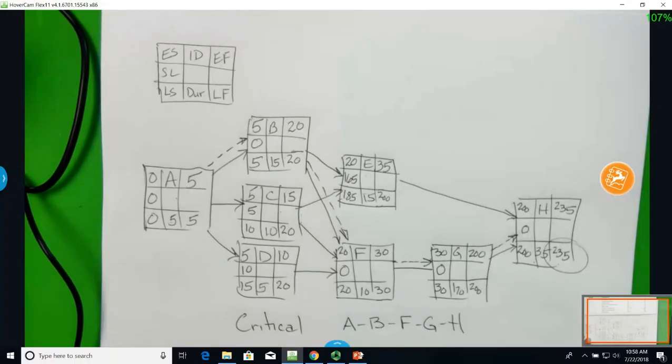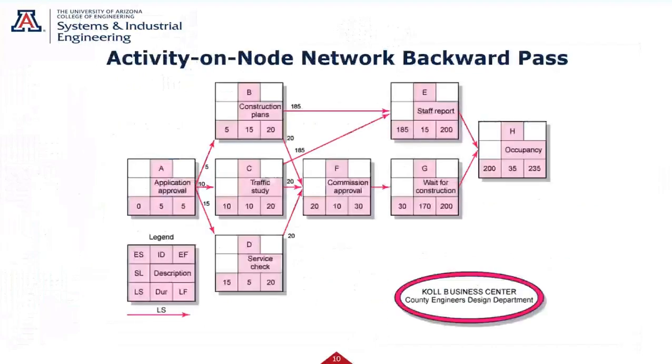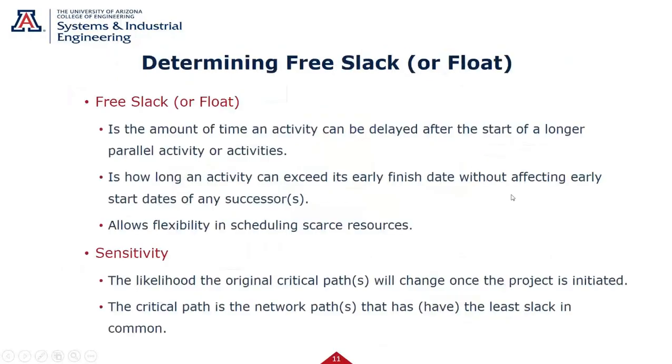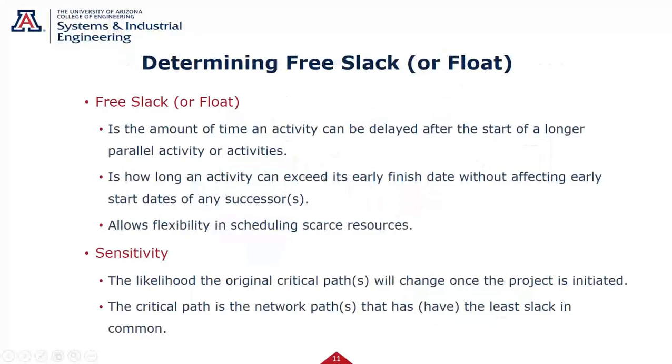So let's go back and look at what that means to us. Okay, so there that is. We moved it here, moved it back, and came up with that. So free slack or float, you'll hear it termed differently. Free slack or float is the amount of time an activity can be delayed after start of a longer parallel activities. It allows flexibility in our scheduling. Okay, we can move those tasks around however we want.